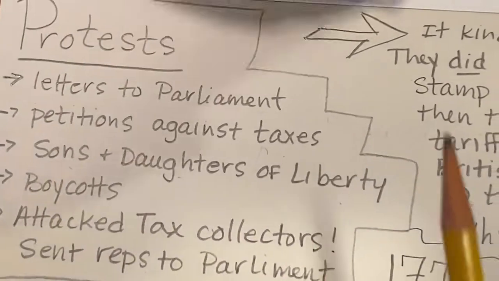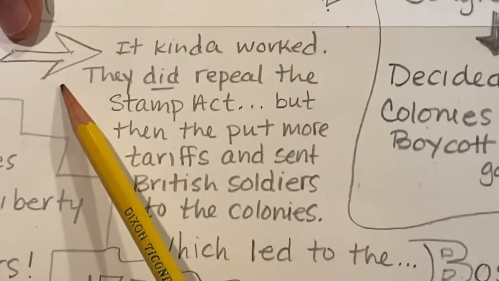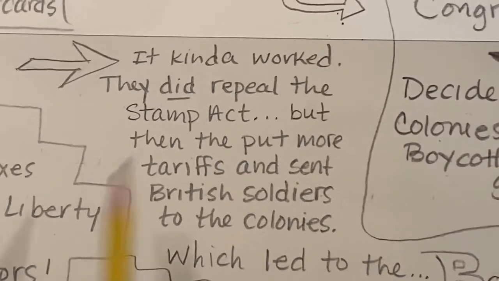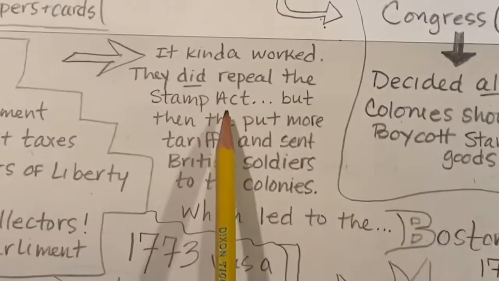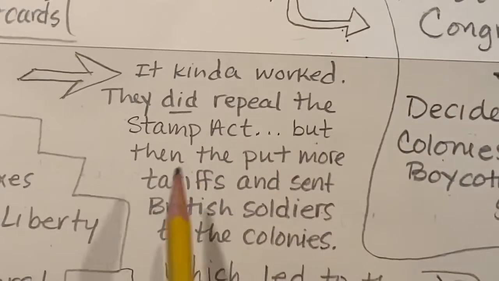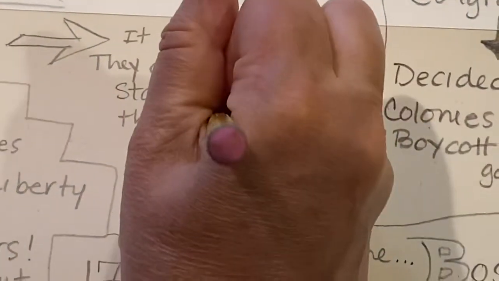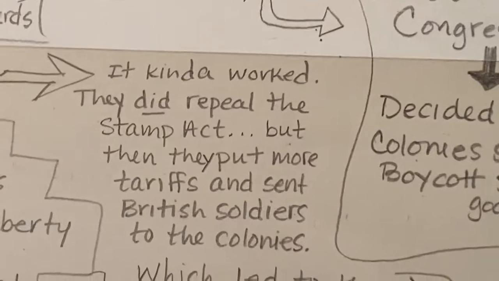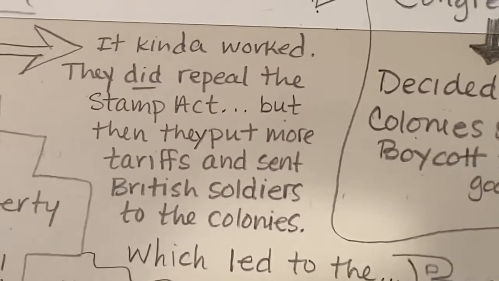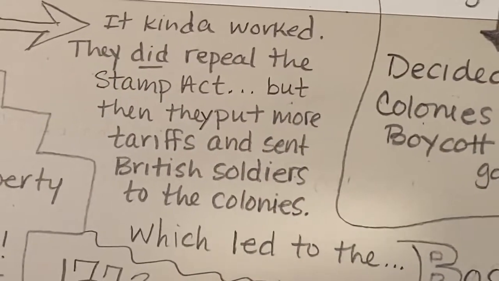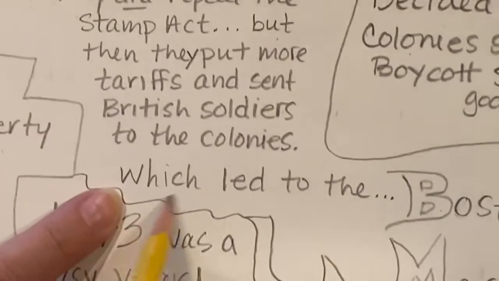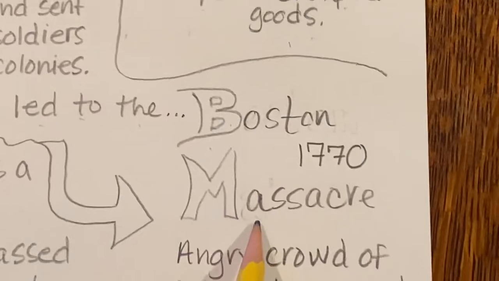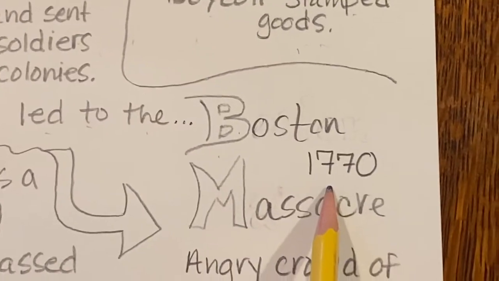And then I made this arrow here because it kind of worked. They did repeal the Stamp Act, but then, I found a typo. Then they put more tariffs and sent British soldiers to the colonies. Okay, and then which led to the Boston Massacre, which was in 1770.